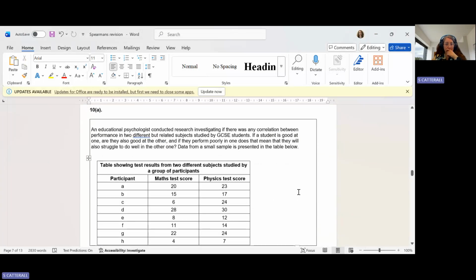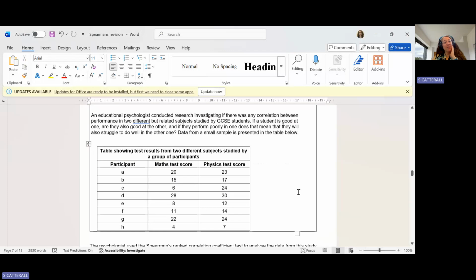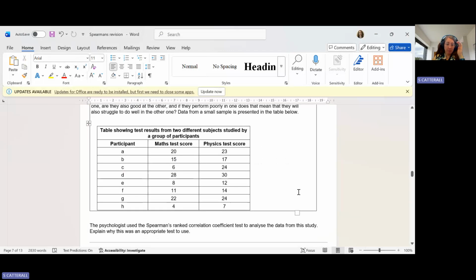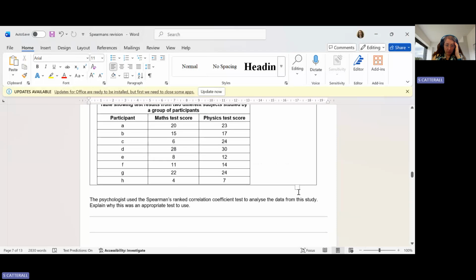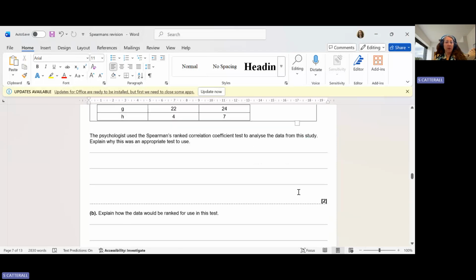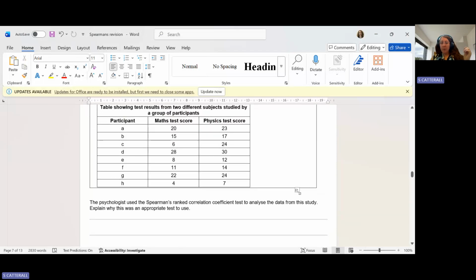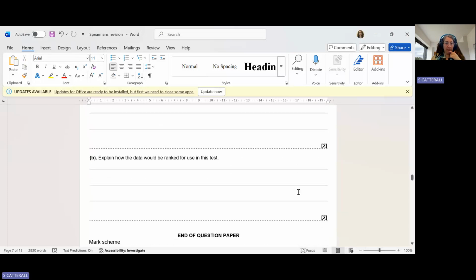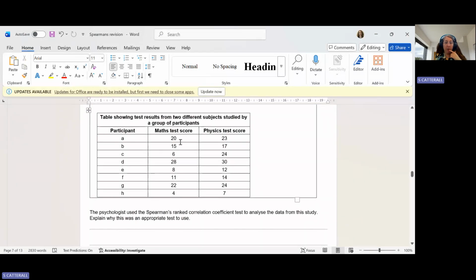And then we've got another one. Are you getting bored yet? I am. So we're looking at maths and physics to see if they're correlated. Do people do similarly or not? So we've got, explain why this was an appropriate test to use. It's the same as before. This time we've obviously got maths and physics scores as interval data, but you can put at least ordinal, so that's fine. And then how the data would be ranked. Well, you give them a score from lowest to highest. So for example, 4 would be 1, and then that'd be 2, and that'd be 3, etc. And you do that for each column.